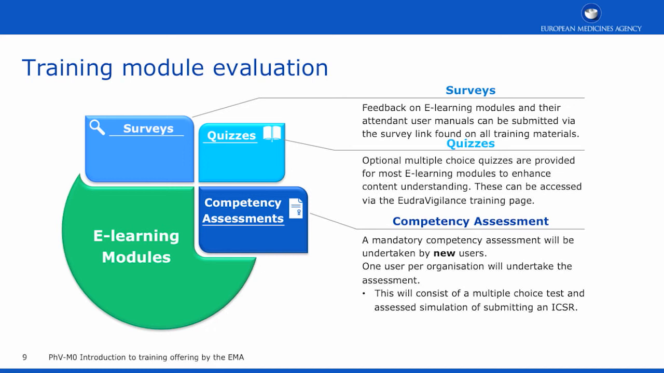And lastly, if you are a new system user, you will need to complete a competency assessment. This will be limited to 1 user per organization and will consist of a multiple choice test as well as an assessed simulation of submitting an ICSR. More information on this, together with instructions on how to apply for the competency assessment and how to complete it, will be made available in the final batch of training publication in early 2017.